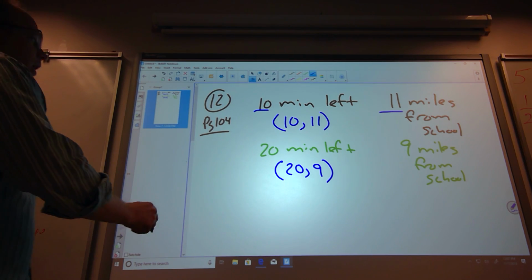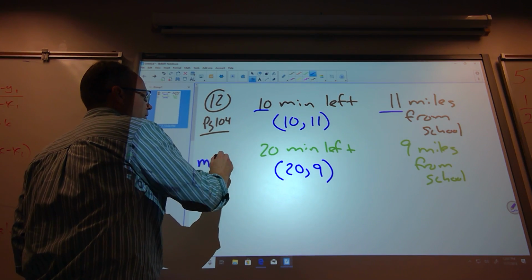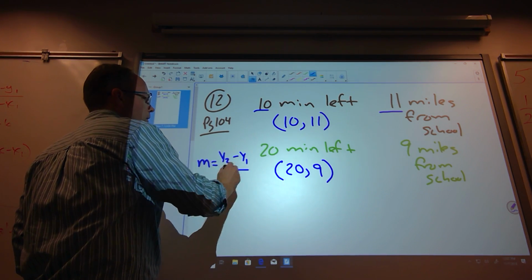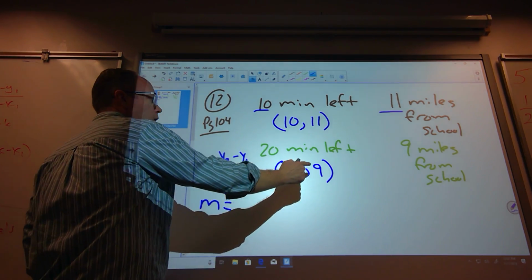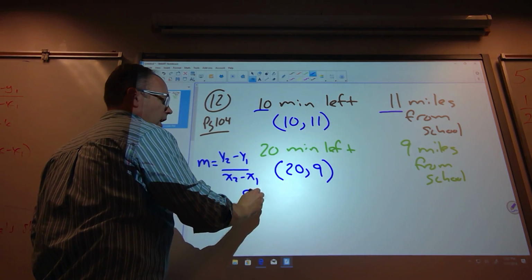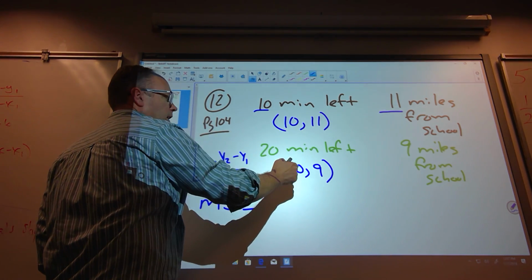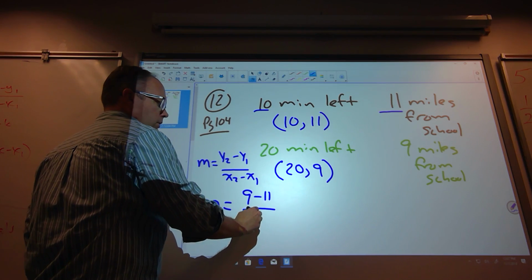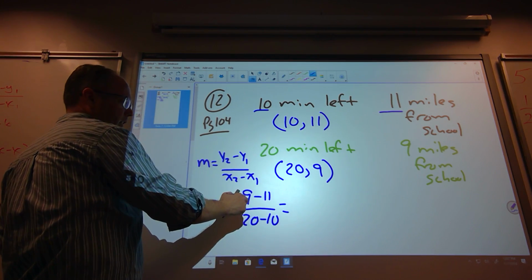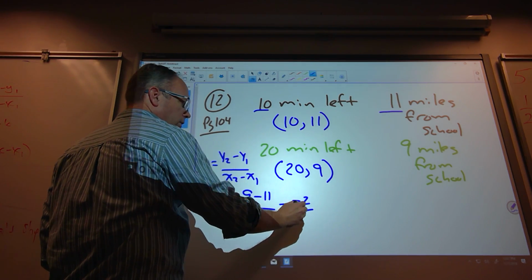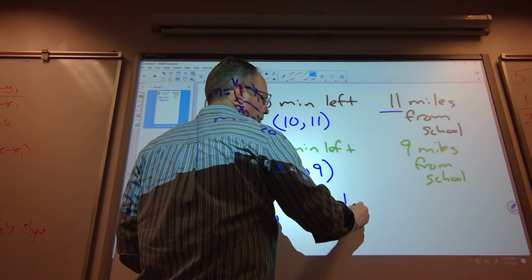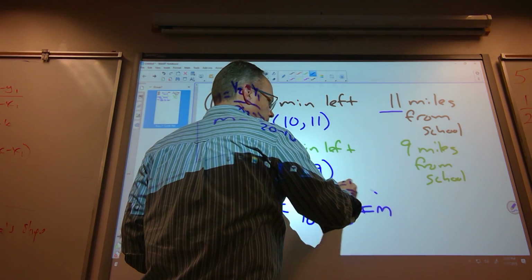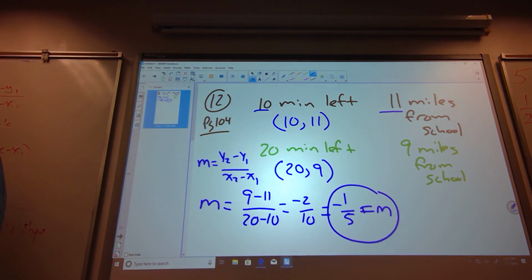Okay. Slope equation. Remember we said you have to know this equation. All right, so let's plug in. 9 minus 11. Is that okay? 9 minus 11, then 20 minus 10? Yes. So I get negative 2 over 10, which will reduce to negative 1 over 5. So the slope is negative 1 over 5.